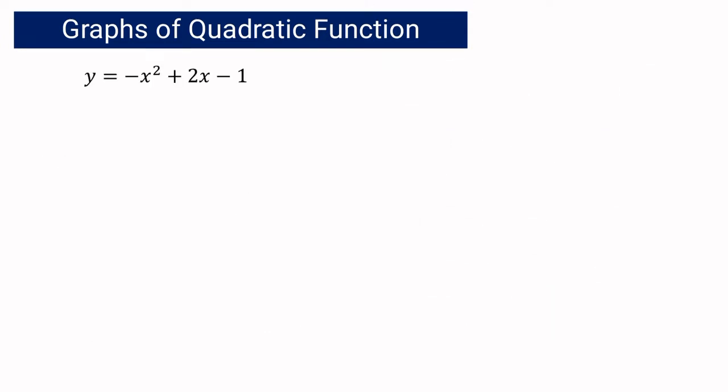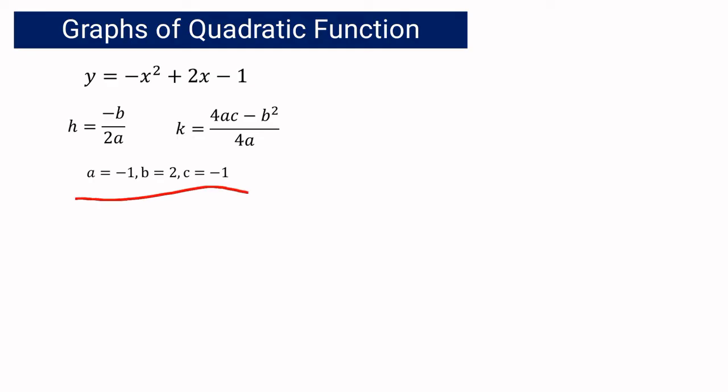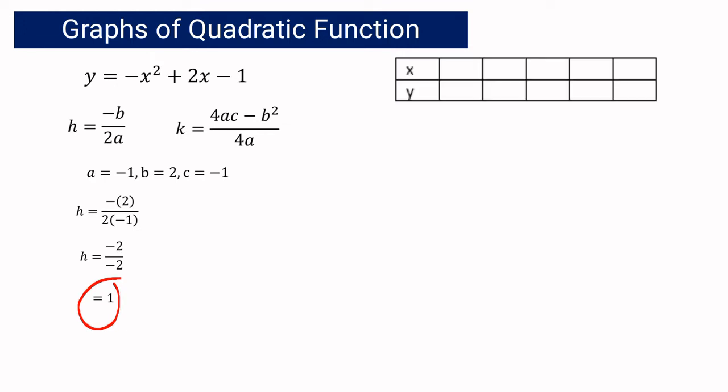Let us have one more example for you to understand better. We have y equals negative x squared plus 2x minus 1. Again, the first thing that we have to do is to get the values of h and k. For us to get them, we need to get the values of a, b, and c. And in this function, the value of a is negative 1, b is 2, and c is negative 1. Let us get the value of h. If we substitute the values, then h is equal to 1. We are going to use the value of h in our table of values.